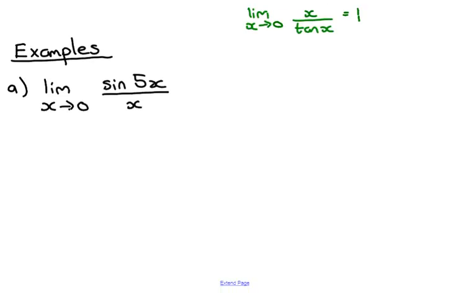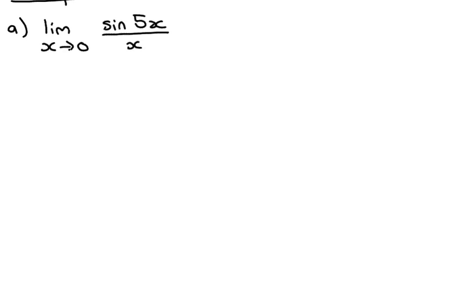That's okay. I'm allowed to manipulate it so that I get a 5x at the bottom. So what I'm going to do in red here is I'm going to times that x by 5. But I'm not allowed to just do that unless I also times my numerator by 5, because that's exactly the same as timesing the whole thing by 5 over 5, which is 1. So I haven't changed it in any way at all.